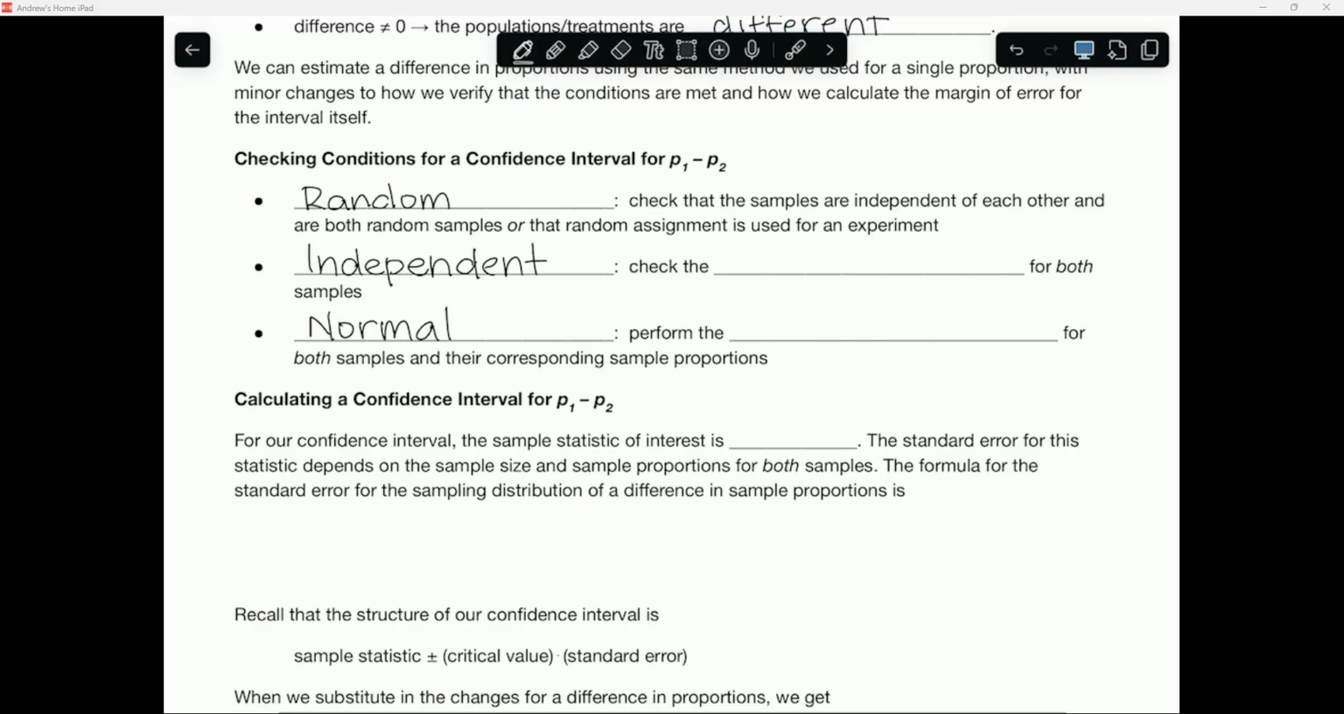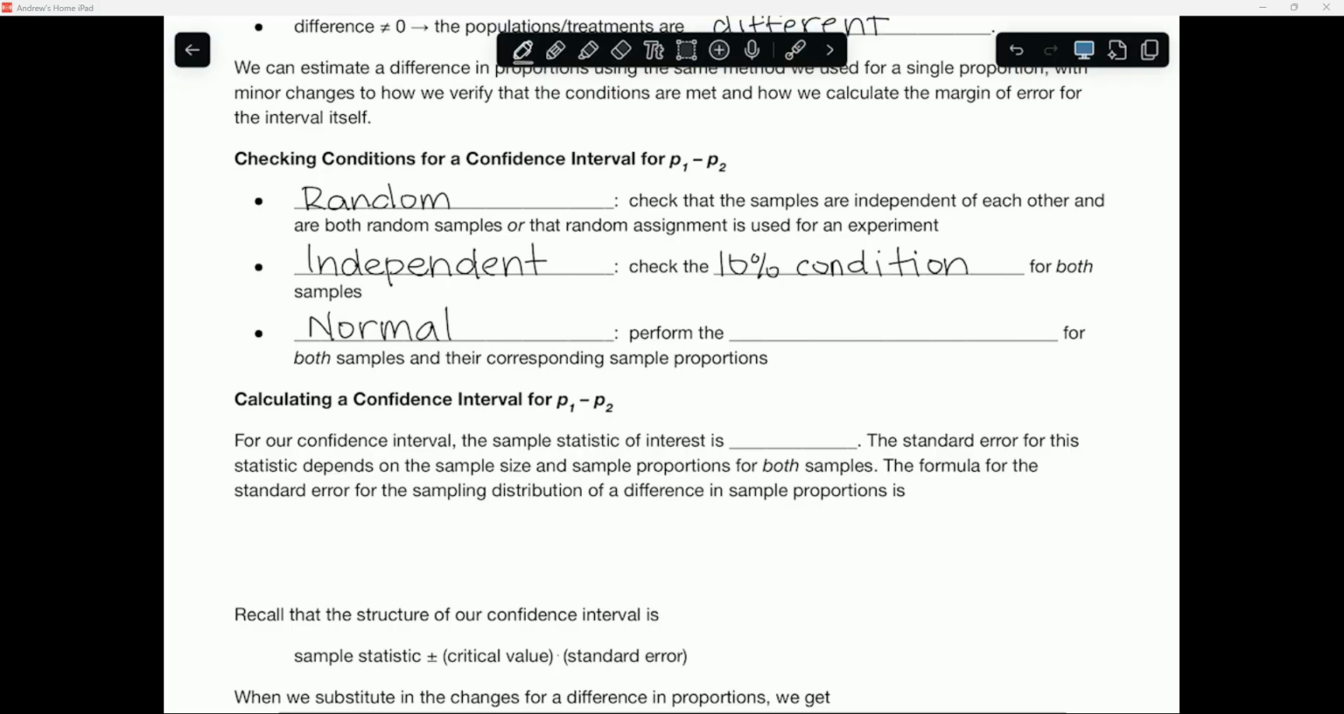For independent, ideally we want to use sampling with replacement, but in reality, as statisticians, we know we don't do that very often. So we want to check that the 10% condition is met for both samples. If I'm pulling two samples from two different populations, I have to check each sample compared to its population and make sure that it's less than 10% of its population size.